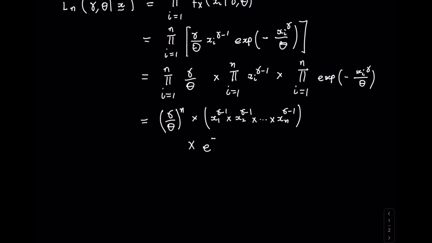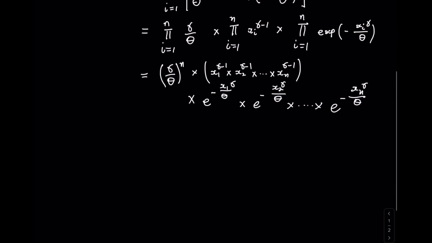Now I'm going to write it in the e form: e to the negative x1 to the gamma on theta, apologies, times e to the negative x2 to the gamma on theta, times dot dot dot, times e to the negative xn to the gamma on theta. And sorry that I keep transitioning between e's and exponentials, but hopefully you can follow along.